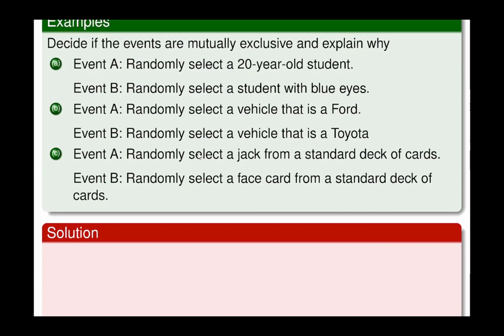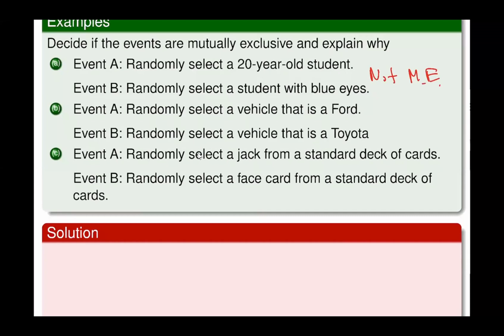So for part A, event A: randomly select a 20-year-old student. Event B: randomly select a student with blue eyes. If you look at that, those are not mutually exclusive, because I could pick a student who's 20 years old and they can have blue eyes. So this is not mutually exclusive.